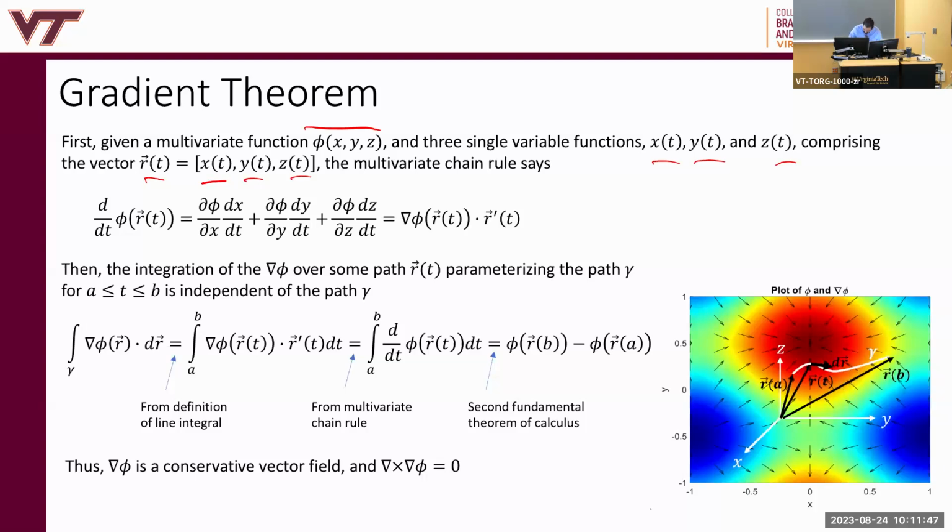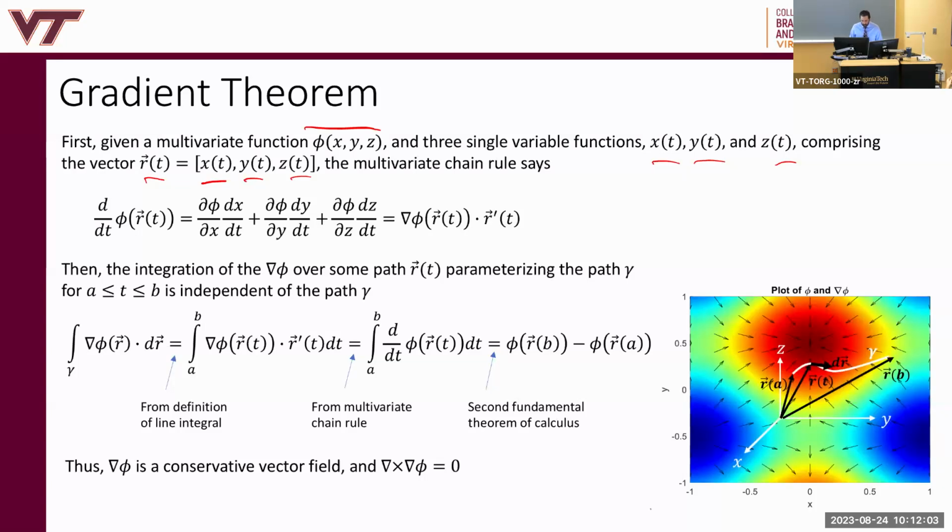So let me see if I can do this. Yeah, r of t is here. We have the endpoint r of a, where t is equal to a, and the other endpoint of the path r of b, where t is equal to b. We have this white path gamma.